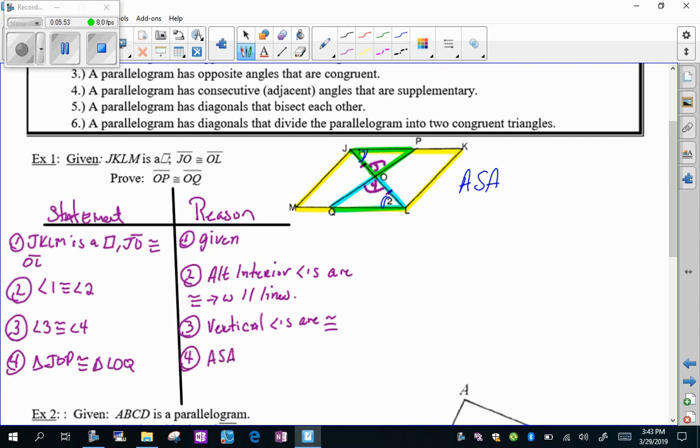My last important statement, which students sometimes forget, is the actual proof that segment OP is congruent to segment OQ. And that reason is our favorite, CPCTC. All right, let's go down to example number 2.